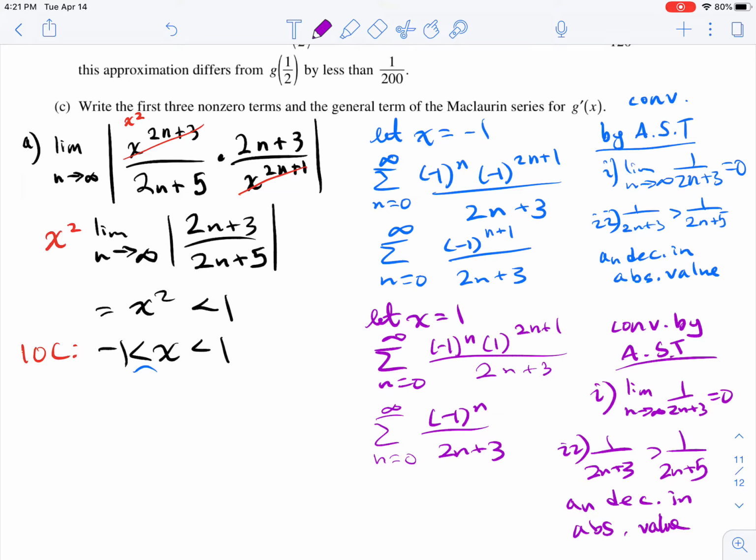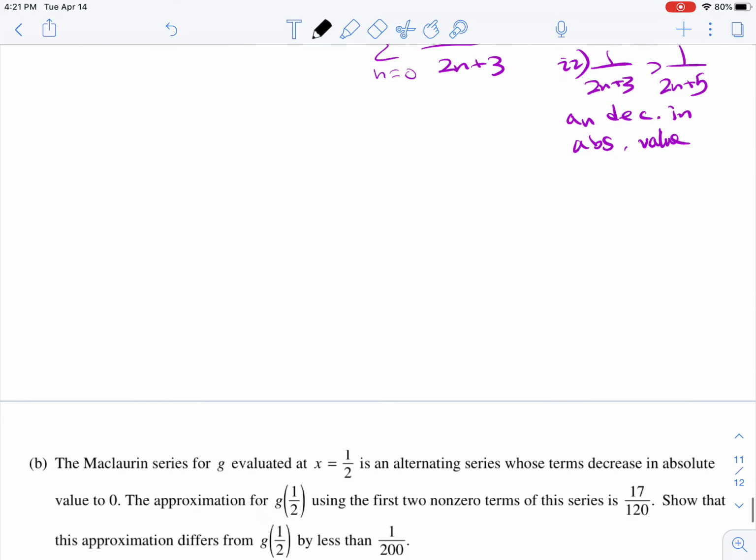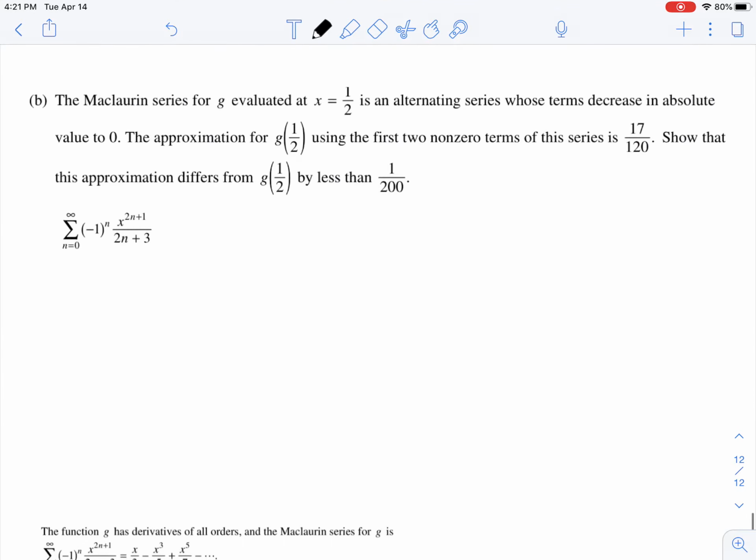Okay, so we see that it does converge by AST, so it's also going to converge at this endpoint. So we can say that our interval of convergence is all values from -1 to +1. So you might want to write a concluding statement or just box this, and clearly it's converging for those values. Okay, all right, so moving on to the next part.